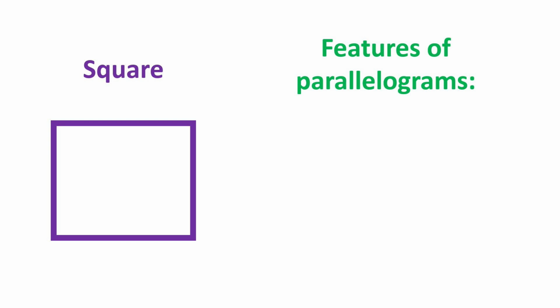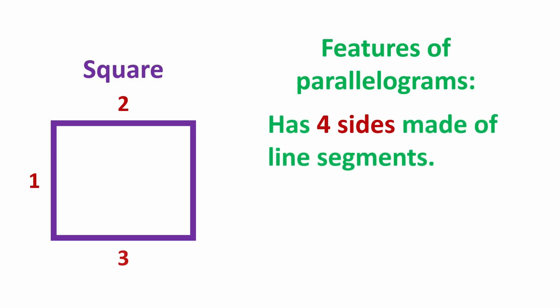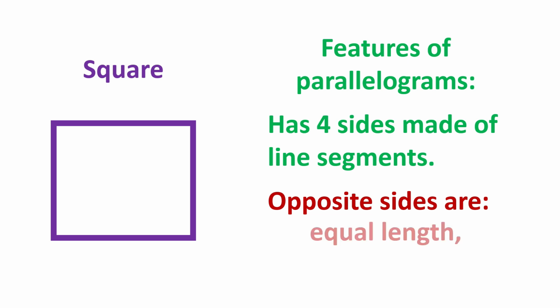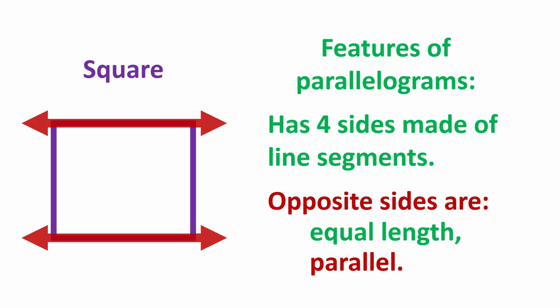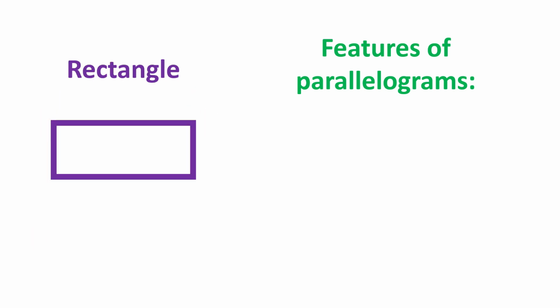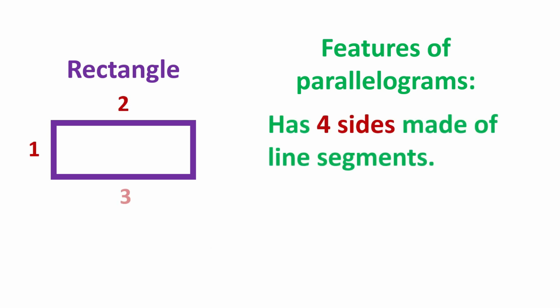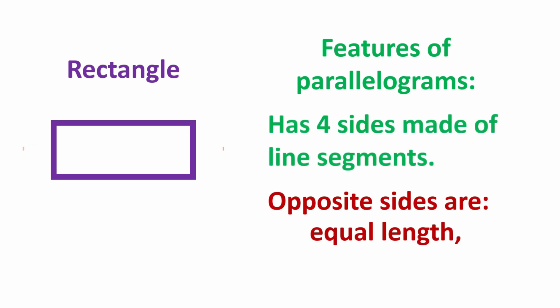Here's a square. We can see that it's a parallelogram because it has 4 sides made of line segments. The opposite sides are equal to each other, and they're parallel to each other. Here's a rectangle. We can see that it's a parallelogram because it has 4 sides made of line segments. The opposite sides are equal to each other, and they're parallel to each other.